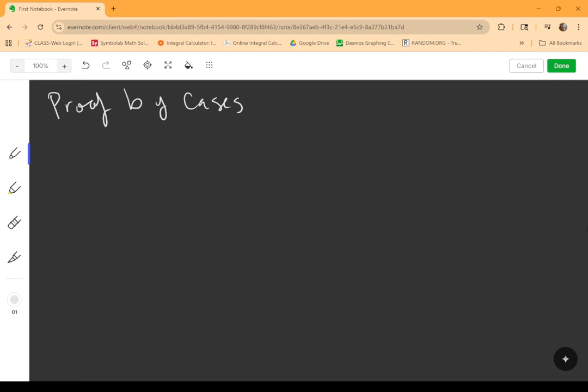Okay, so we're going to take a look at a proof by cases. The idea behind this is that we have some kind of implication, P implies Q, right? And we can clearly define the different cases that make up P. So P can be broken up into different cases, which logically means P1 or P2 or P3, etc., or P sub n, right?